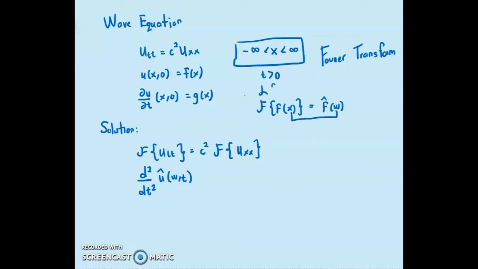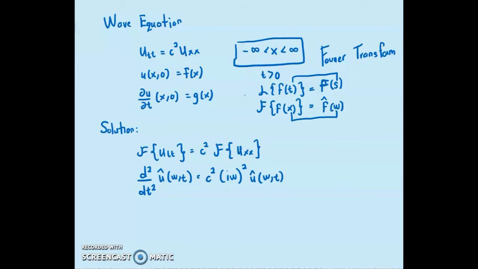Unlike this, which is a Fourier transform, the Laplace transform of t gives you big F(s). So t becomes s. For the Fourier transform, x becomes omega. Now the transform of this here will be, using the derivatives formula, u hat of omega and t. Remember, x will become omega here.